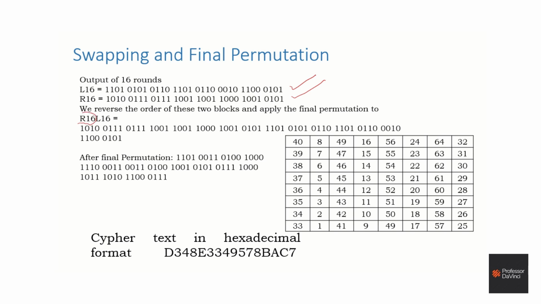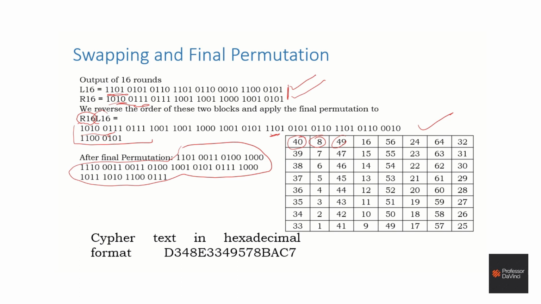So first put the right-hand side, then the left-hand side. You just need to concatenate both the strings. So R16 is the first one, followed by L16. After swapping, do the final permutation. Use the table: extract the 40th bit, 8th bit, 48th bit, put them in the table, and finally collect from left to right. So finally we get this.